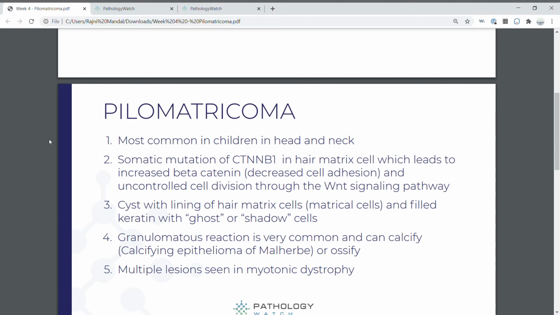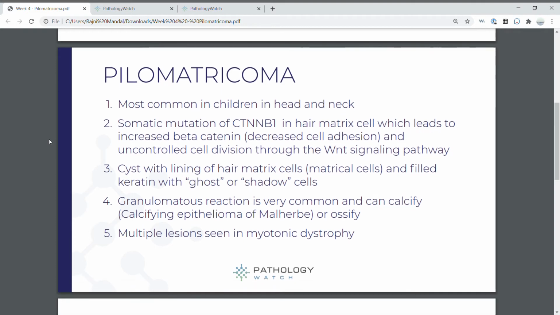A granulomatous reaction is very common, and they can calcify, giving them the pseudonym calcifying epithelioma of Malherbe. They can also ossify. Multiple lesions are seen in myotonic dystrophy.